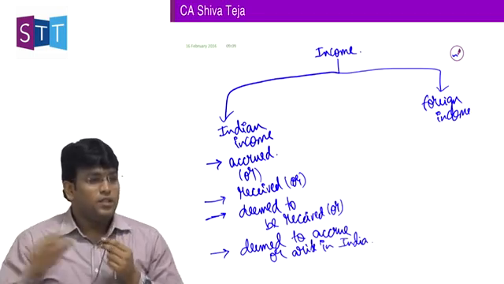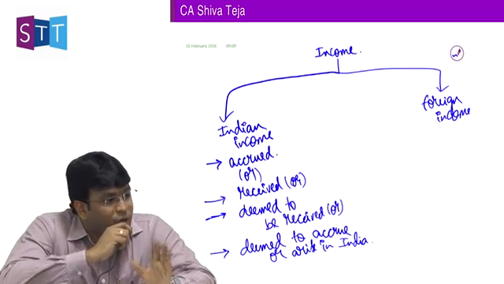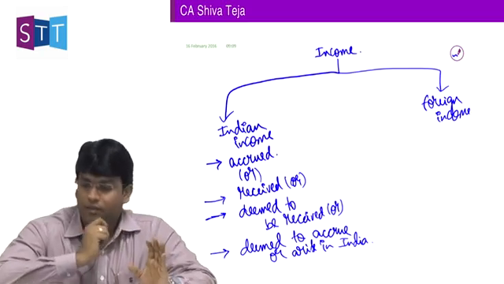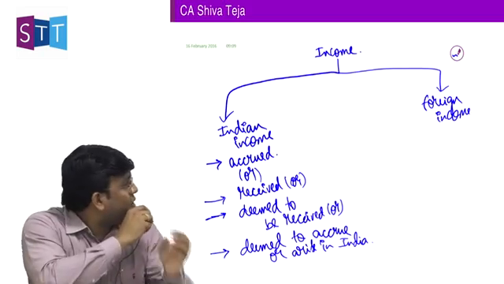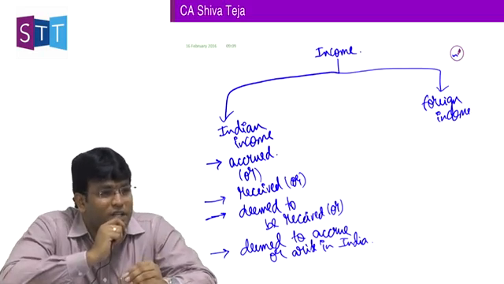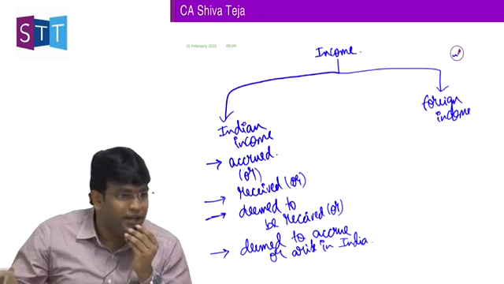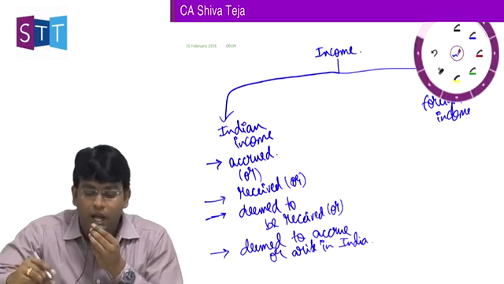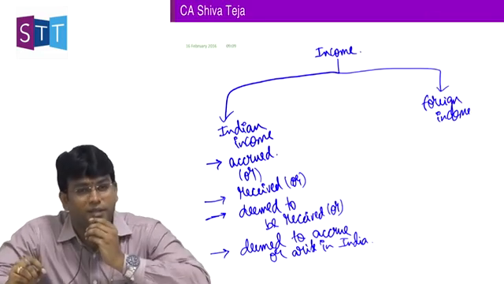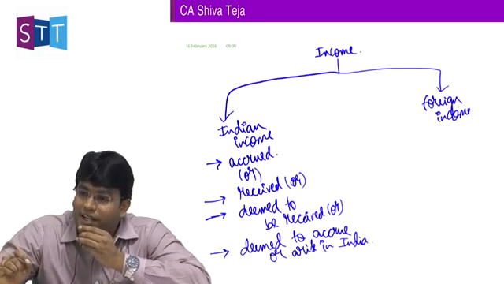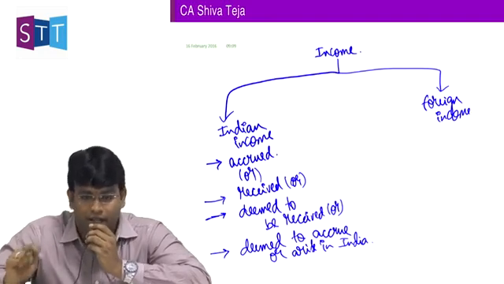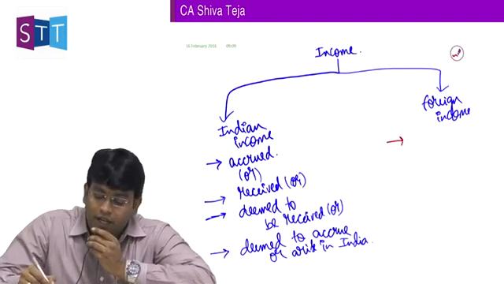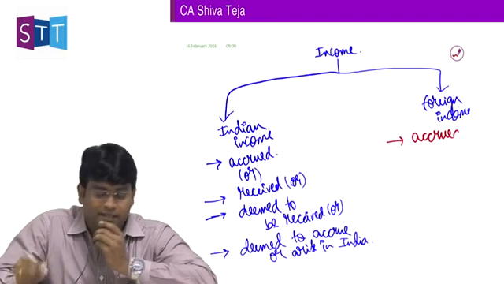Friends, if the income is accrued or received or deemed to be received or deemed to accrue or arise in India, we call it what income? Indian income. Correct, my dear friends? So if the income is accrued or received or deemed to be received or deemed to accrue or arise in India, we call the income an Indian income.